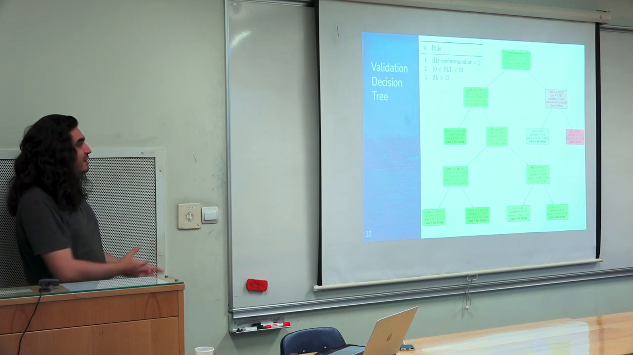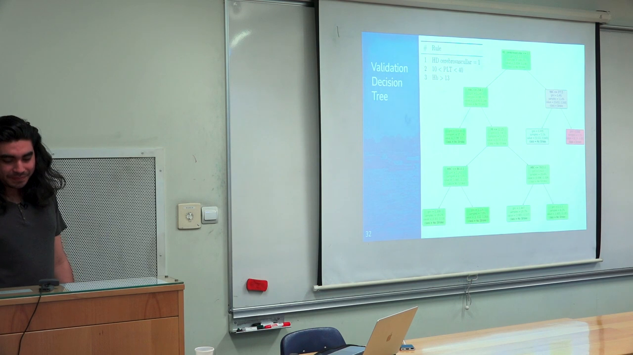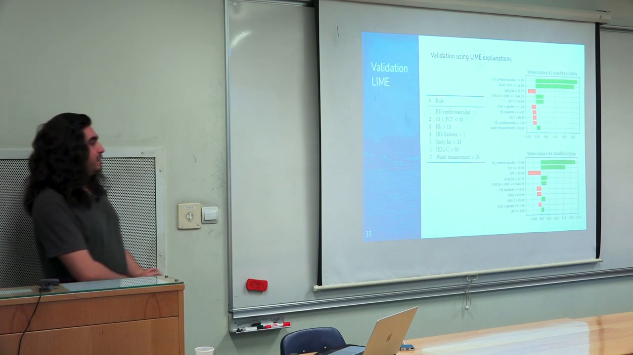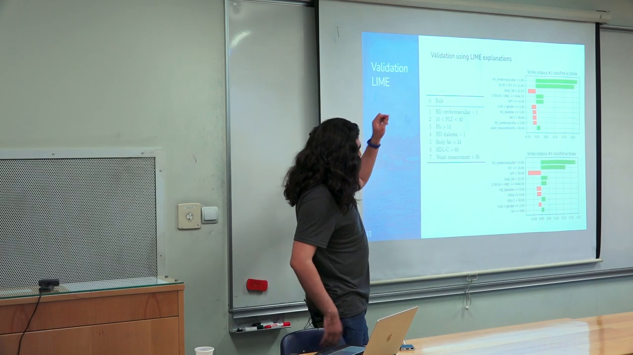So having one is good, having two is better. But this is the first evaluation, right? The second one is using LIME, as I said before. We can present one instance.